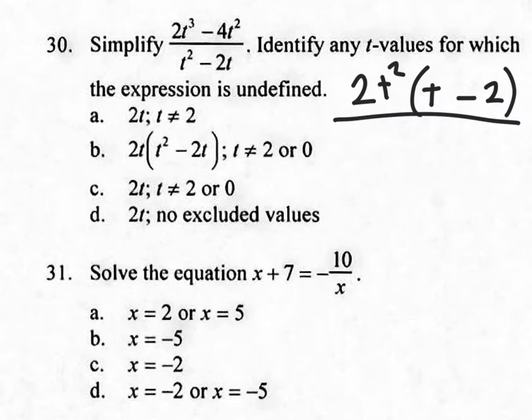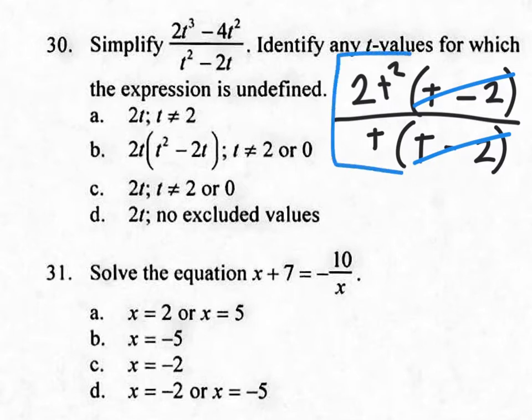Now let's go for the bottom. On the bottom, what could I pull out of here? What's in common? A t. So we're pulling out a t. And if you pull out one of those t's, what's going to be left? T minus 2 again. Now that's a beautiful thing because the binomial on top cancels out with the binomial on the bottom. And you really have this left over.